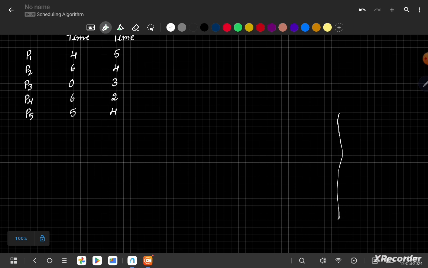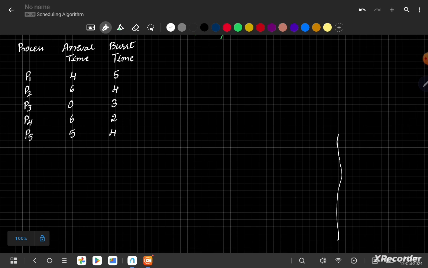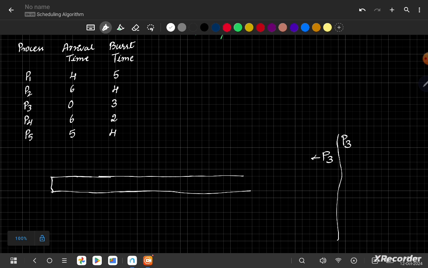Now we have to see the arrival time. We have to consider arrival time from 0. During 0 time we have only one process that has entered. That means P3 was the first process to enter the ready queue, which had 0 arrival time. Now my CPU is empty, there is no other process inside my CPU. So I'll be allocating P3 to the CPU. So P3 goes inside my CPU.